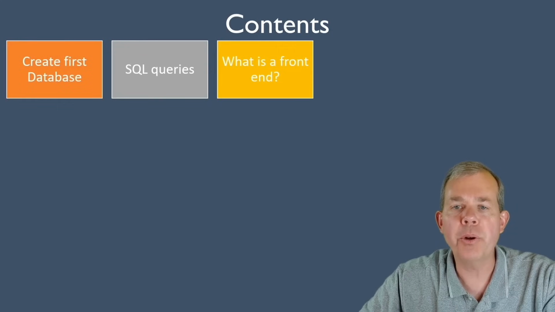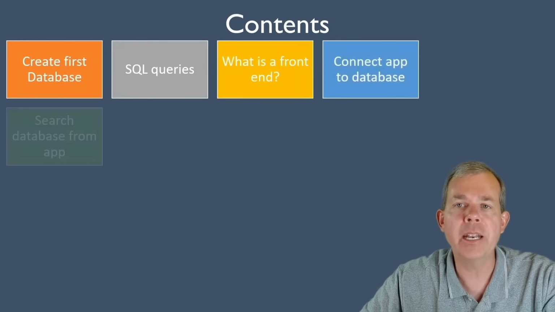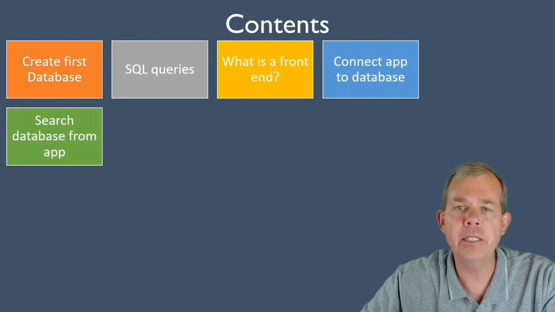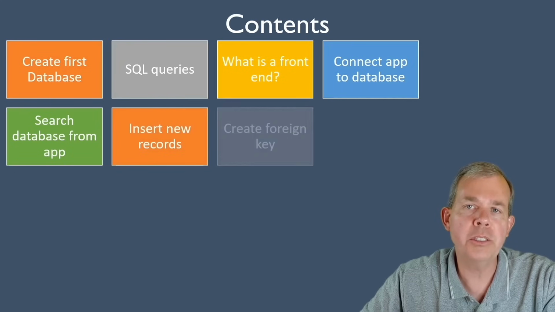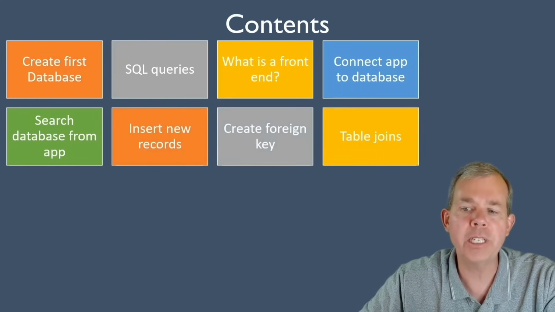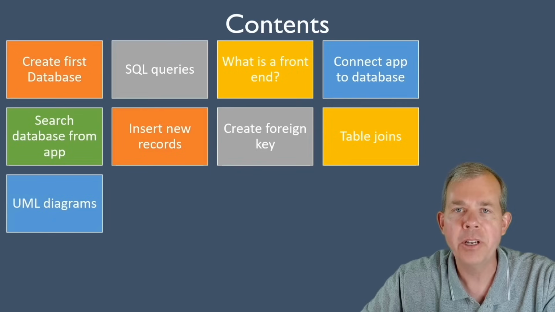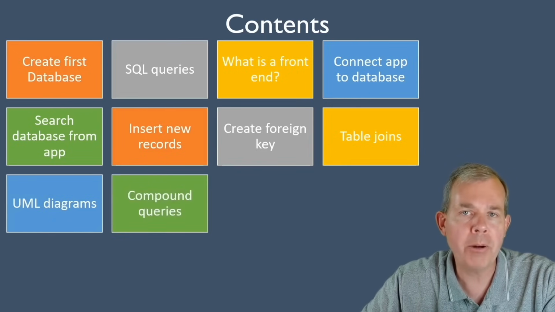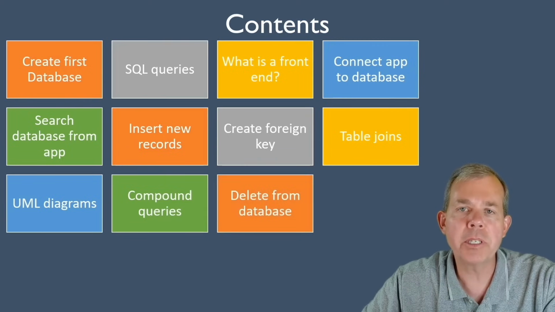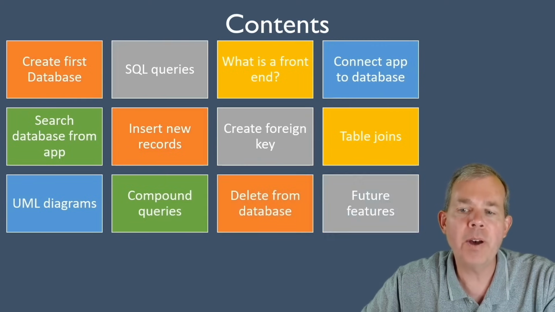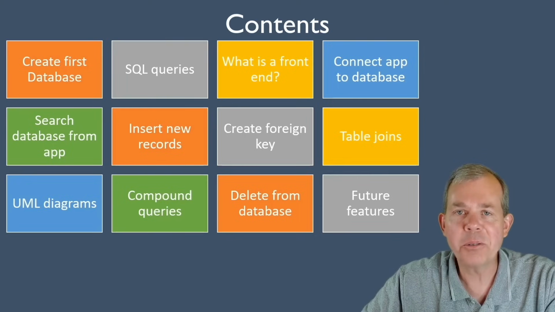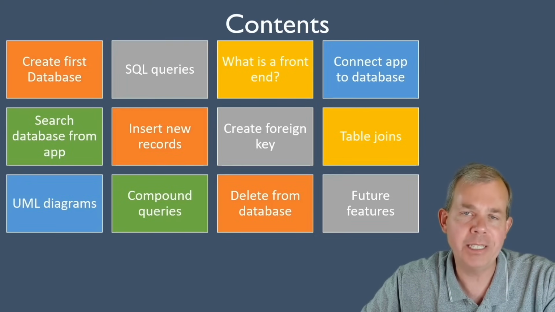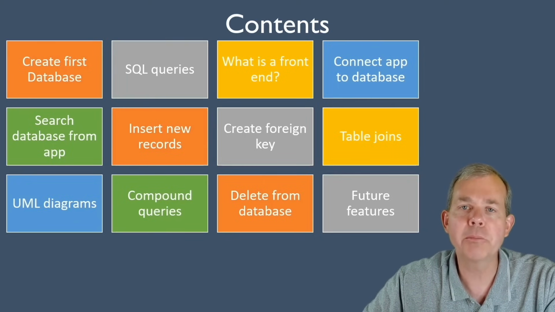In the future, we're going to talk about the front end, connecting our database to that front end, doing some searches, inserting records, creating foreign keys, joining tables together, creating what's called UML diagrams, making compound queries or multiple queries in one step. We're going to delete items from the database, and then finally, at the very end of this course, we're talking about features that we didn't get to, but you could probably explore.